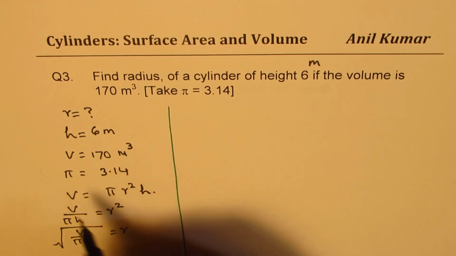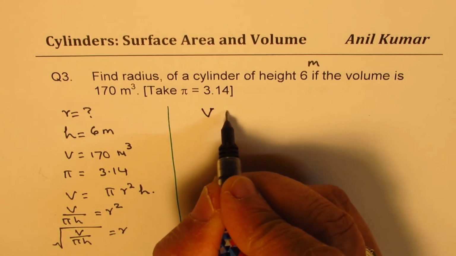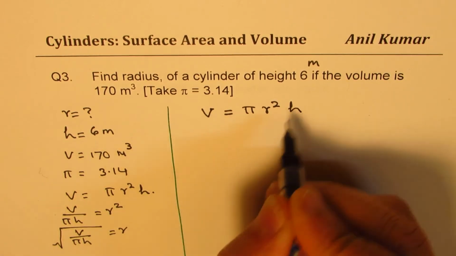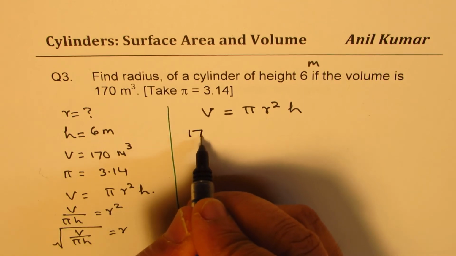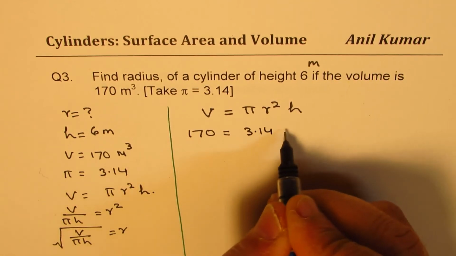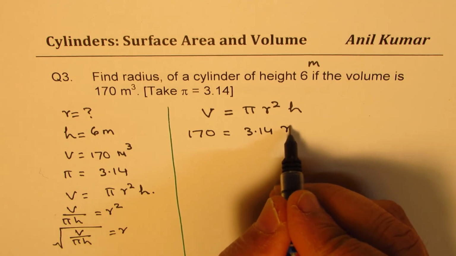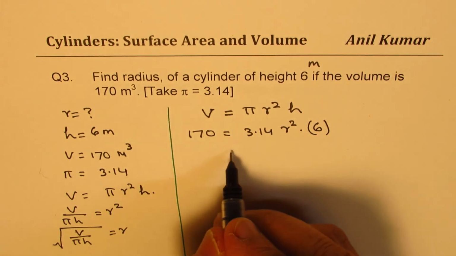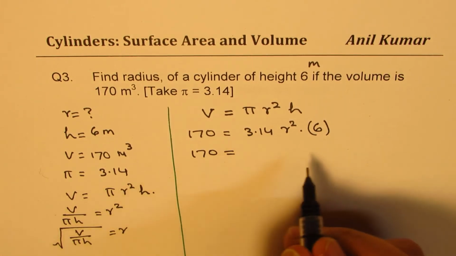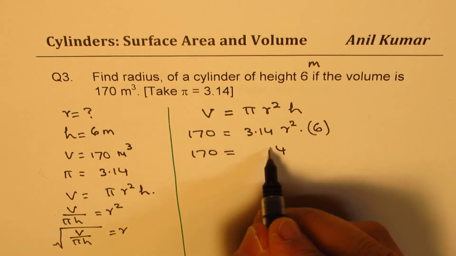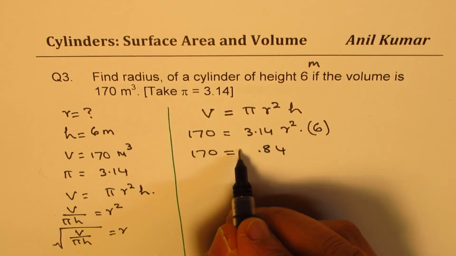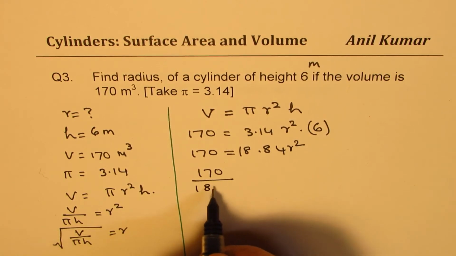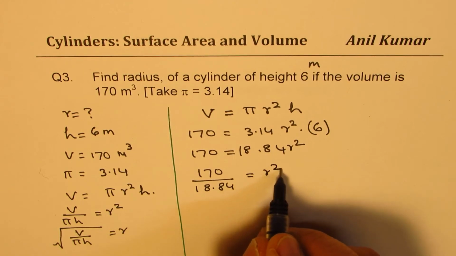But anyway, in this case, what we are going to do is we'll straight away write the values. Volume is equal to pi r square h, and we'll substitute the values. Volume is 170 for us, pi is 3.14, radius we don't know, so we'll write r square, and height is 6, right? So now we'll multiply 6 with 3.14. 6 times 4 is 24, 2, 8, 6 times 3 is 18, so 18.84 r square. So we have 170 divided by 18.84 is equal to r square.